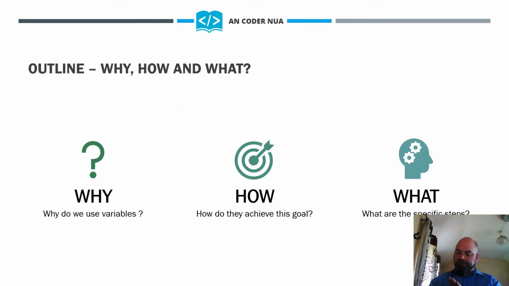Whenever you come across any concept, ask yourself three important questions. Why? If you cannot answer why you are using a specific concept, don't use it. You don't understand it, you don't know why you need to use it, so don't use it. Secondly, if you do know why you need to use it, we need to know how that concept, in this case variables, achieves our goal. And thirdly, what are the specific steps that we need to implement this concept.